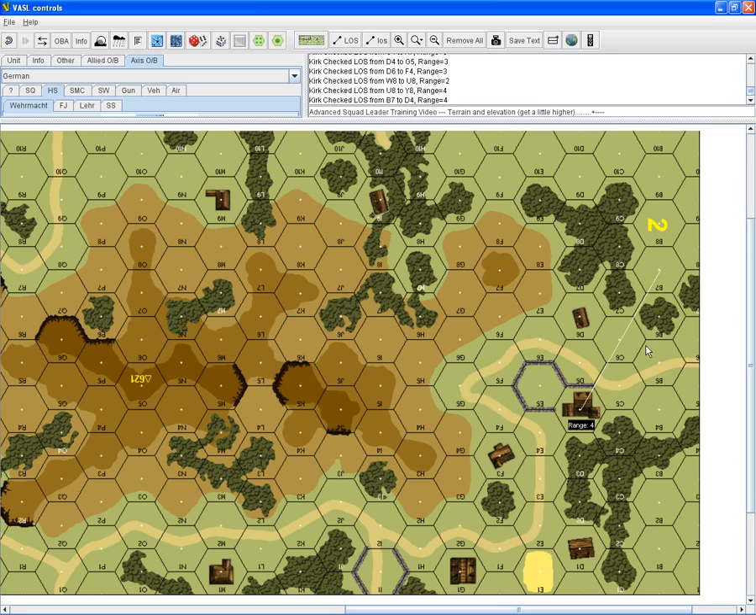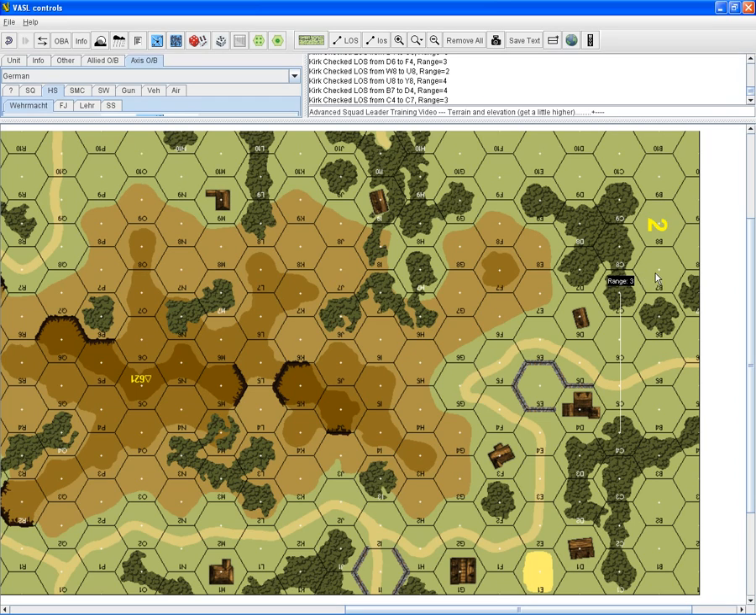Speaking of terrain effect modifiers, we're talking about them. C4 here, shooting at somebody in C7. C4 to C7. Obviously that's clear line of sight. Woods are +1 TEM. So you're going to add 1 to your attack when you're shooting at somebody in the woods. Obviously they have to actually be in the woods.